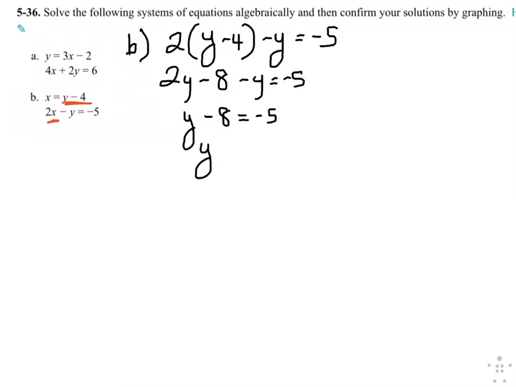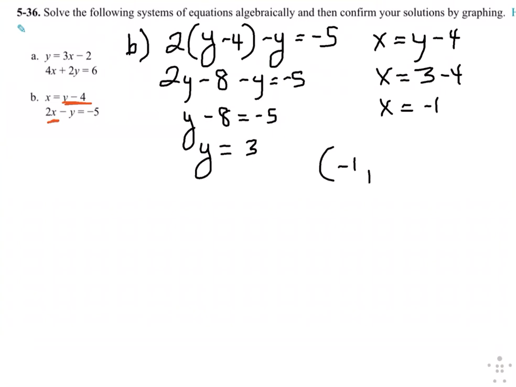And add 8 to both sides, and we get y equals 3. Now I'll substitute into the other equation because it's already solved for x. So x equals y, which is 3 minus 4. x equals negative 1. So negative 1, 3 is where the two lines intersect. And again, double check your work, graph them, and check your graphs on Desmos.